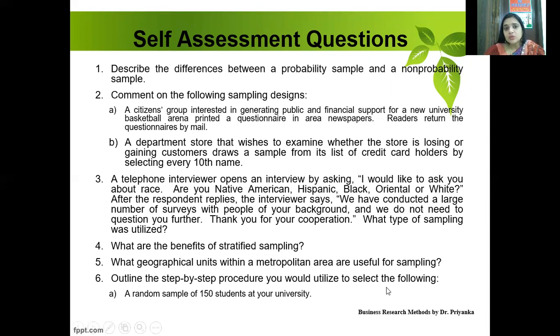Or you can do one more thing, you can divide the whole population into groups, male and female, then you will be able to have the opinion of both male as well as female. Then you can choose 75 people, 75 males and 75 females, and that can also be done through systematic random sampling. Then you can utilize multiple sampling designs in one research study.